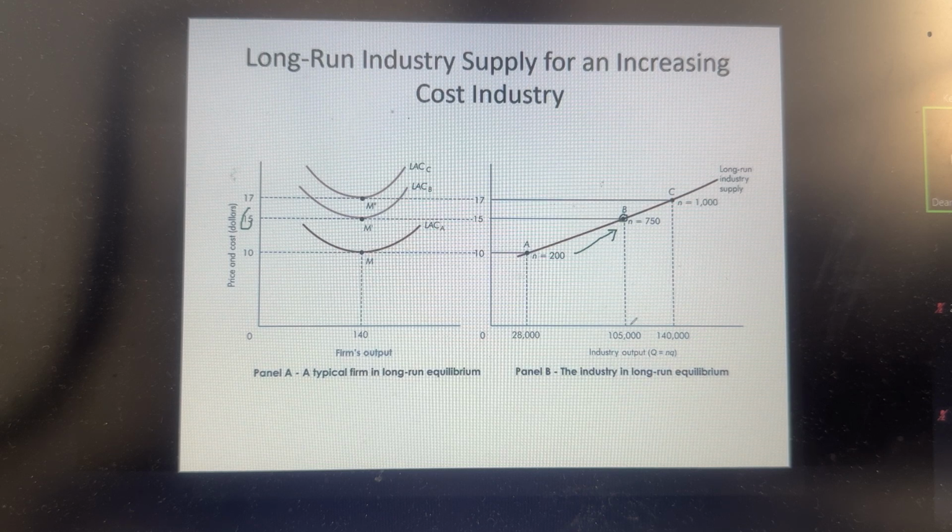At 15, 750 firms producing 1,500 each, so 105,000 units. If the number of firms increases to 1,000, cost will go up further to 17, then at point C. So you can see an upward sloping curve by connecting all these 3 points. This is the long run industry supply curve if the industry is increasing cost.